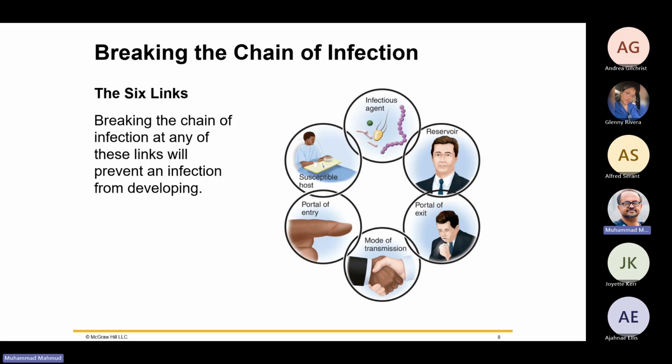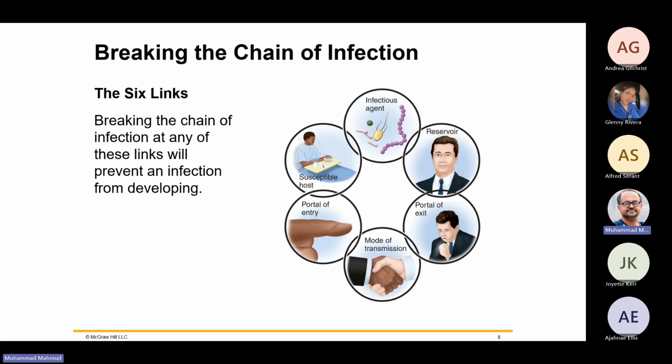In the third step, the portal of exit: skin, respiratory tract, gastrointestinal tract, eyes, ears, urinary tract, reproductive tract. I mean, there are many ways through which the organisms will exit from the reservoir. That's the portal of exit, the third element. The fourth one is the mode of transmission. How is this transmitted to the next person? It can be direct or indirect, through droplet, air, or contact.